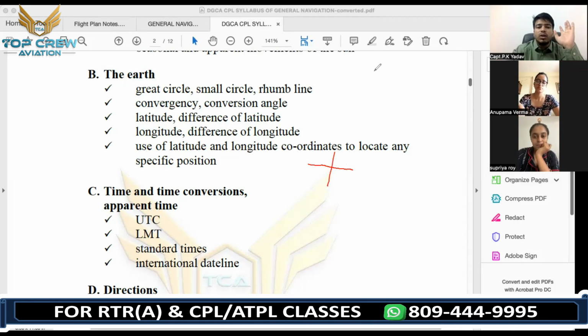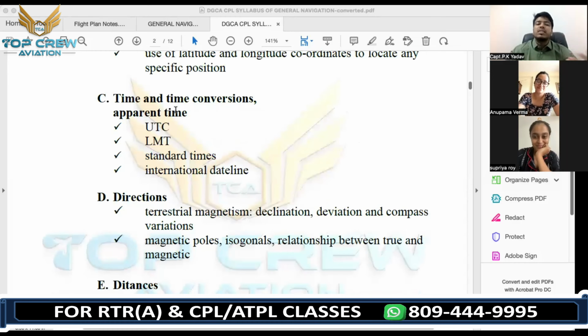Overall, today's class would be more or less a story type class to give you an overview, because it is impossible to cover in one day. Then we would understand time. How do we calculate it?